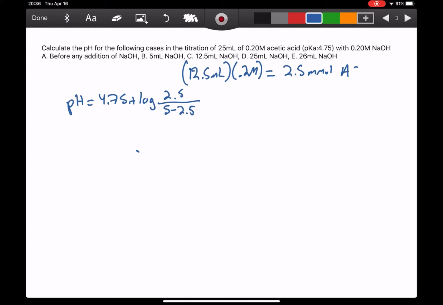And the log of 1 is 0, which means that this entire part of the equation goes away here because it's equal to 0, cancels out. So in this particular case, our pH is going to be equal to our pKa, which is 4.75. And that is the answer to part C.